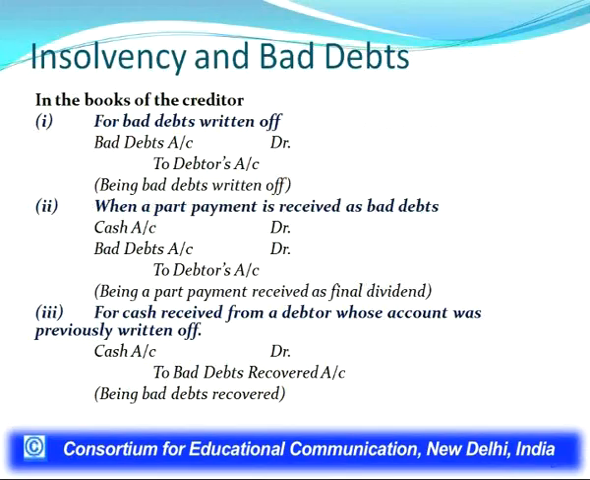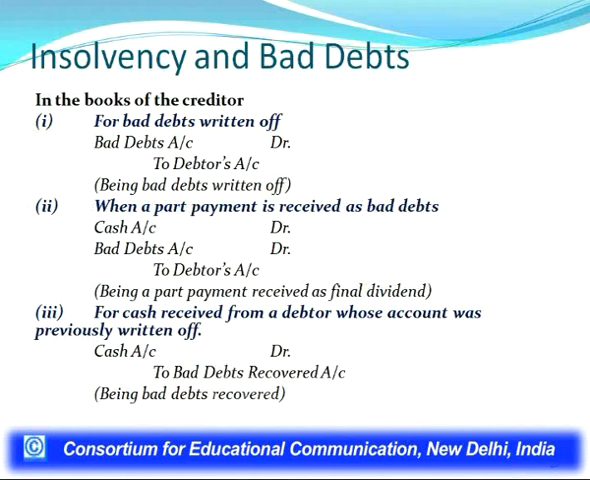So, when a person becomes insolvent, suppose our debtor becomes insolvent and is unable to pay our debt, he will be declared insolvent and our money will become bad. Bad debts means the amount which cannot be recovered. So, when the bad debt is written off, bad debts is a loss. So, the entry will be bad debts account debit to debtors account. So, the debtors account shall be credited and he will be no more a debtor.